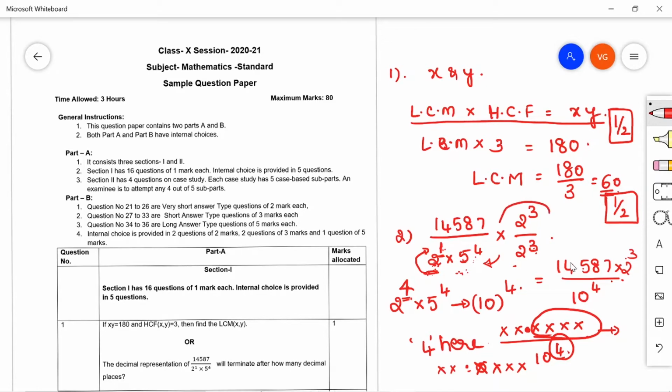If you multiply with 2 cube on both numerator and denominator, you will get half mark. And writing down the final answer statement, you will get another half mark. This is the marking criteria for question number 1.